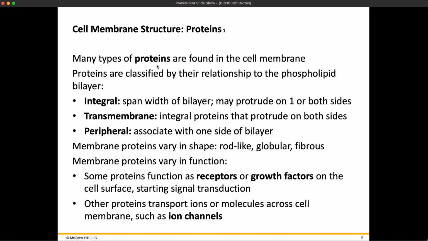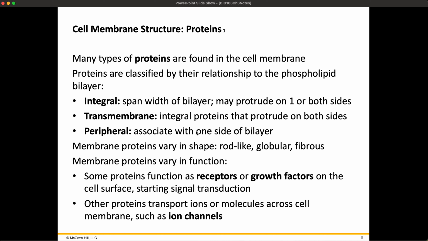There are also a lot of proteins found in the cell membrane. They're classified by how they're embedded, or where they rest within the phospholipid bilayer. So you have integral, transmembrane, and peripheral proteins. Integral proteins span the width. They can protrude to one or both sides, inside and outside of the cell, but they are integrated within it. Transmembrane proteins are a type of integral protein that protrude on both sides. So a transmembrane protein is an integral protein, but an integral protein isn't necessarily a transmembrane protein, because transmembrane has to protrude into both the intracellular and extracellular spaces.